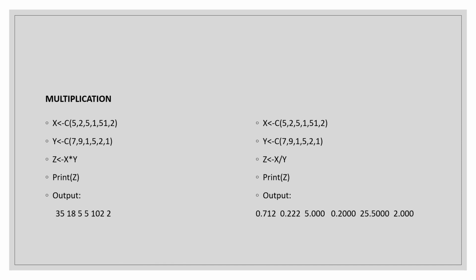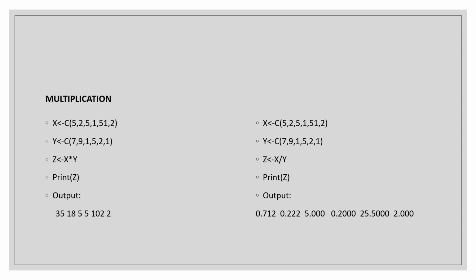So let us see how multiplication is performed. Here x and y are the same vectors on which we performed addition and subtraction. So the only difference is the symbol between x and y. Here z equals x into y. If we print z, the output will be the multiplication of the two vectors, that is x and y. 5 into 7, that is 35, and the second element of x is multiplied by the second element of y, that is 2 into 9, 18. Similarly, all the remaining elements are retrieved by multiplying the respective elements from x and y with each other.